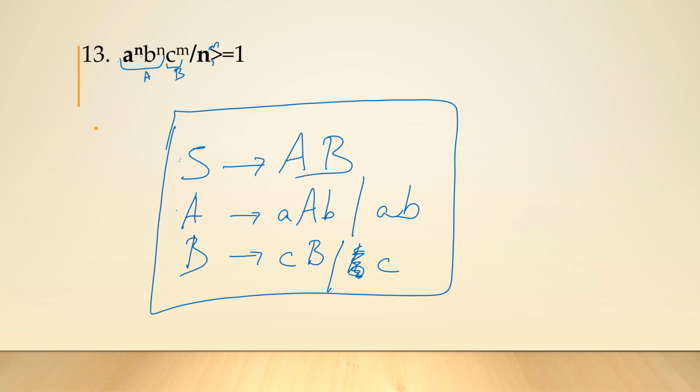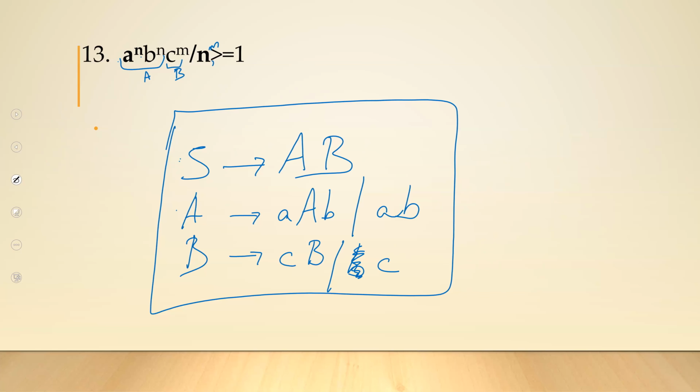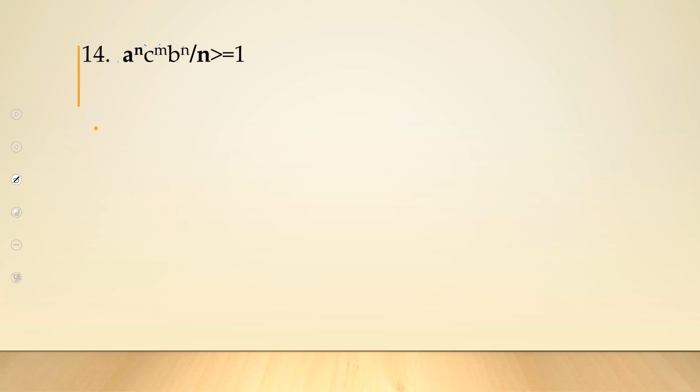We'll do one more. Look here. This is almost the same as the previous one, but the grammar will be entirely different because the C comes in between. Your N terms are split. Earlier, your N terms were together. Now your N terms are split. You do have a C in between. So you can try doing this on your own: A raised to N, C raised to M, and then B raised to N.